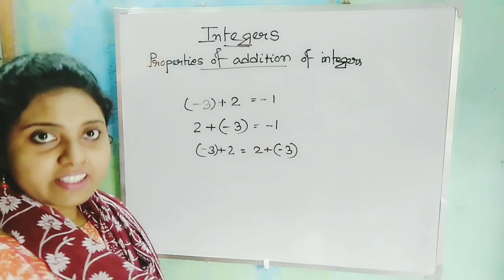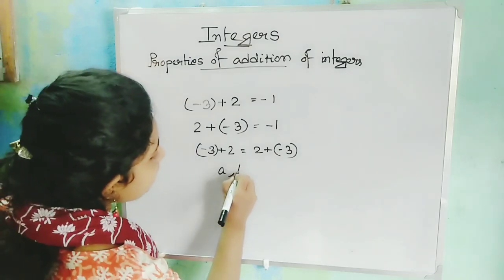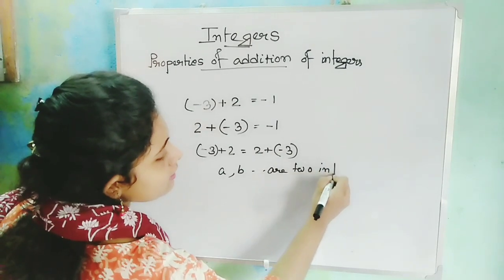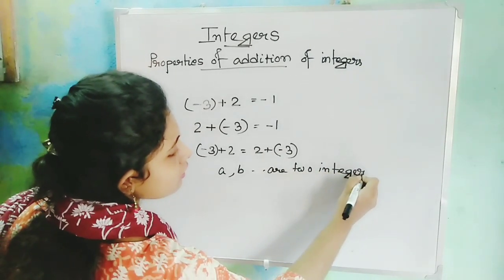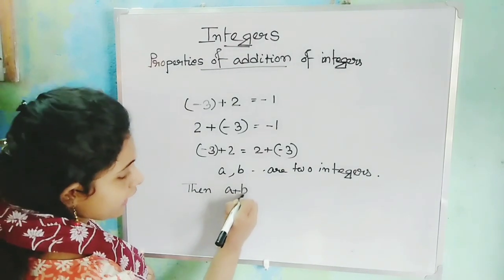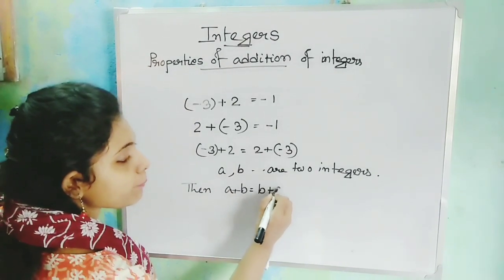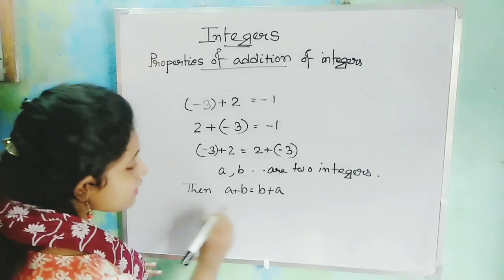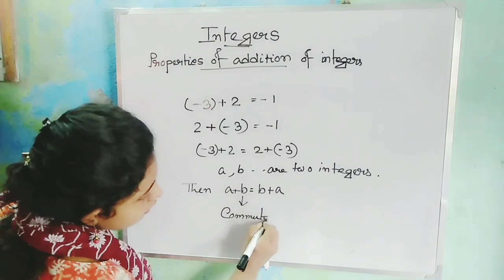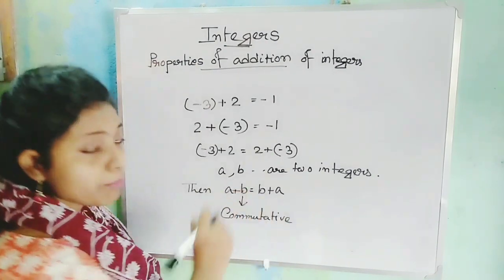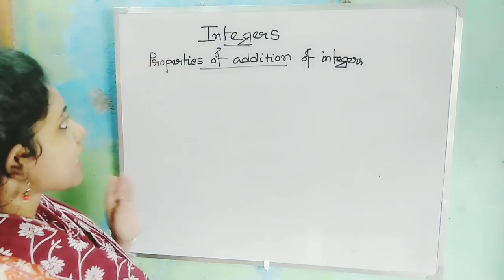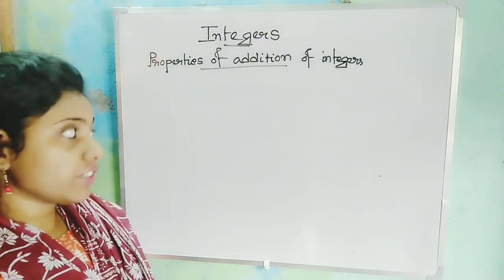So we can say that if A and B are two integers, then A plus B equals B plus A. This is called the commutative property of addition of integers. We will see the associative property of addition of integers.